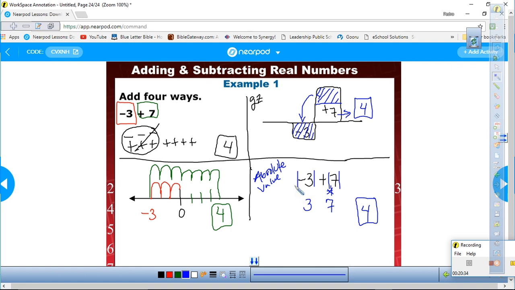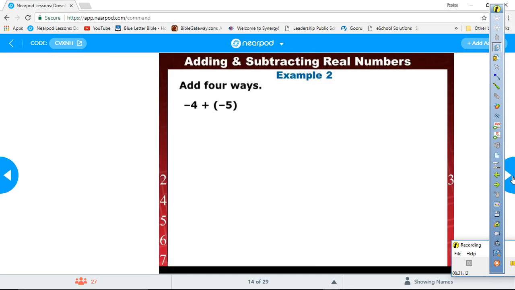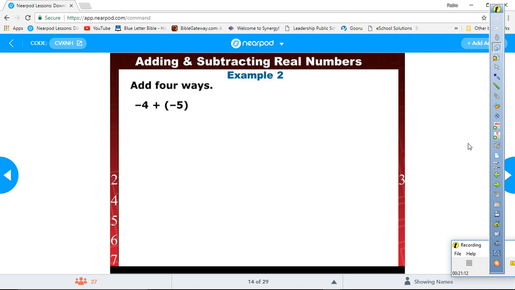How are we feeling? Okay? 1 being the lowest, 5 being the highest, how comfortable do you feel with these so far? I see some 5s, some 2s, 4s, 5s, 3s, 4s. Okay? Do this next one by yourself. See how you do with this one. Example number 2: add 4 ways, negative 4 plus negative 5. Copy that and go.